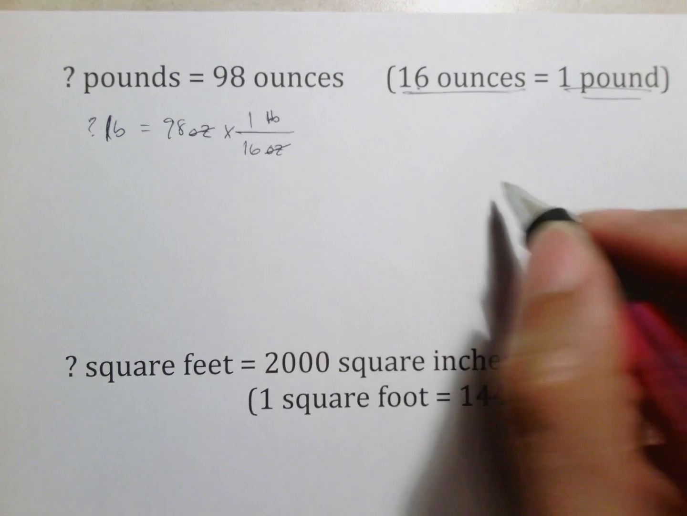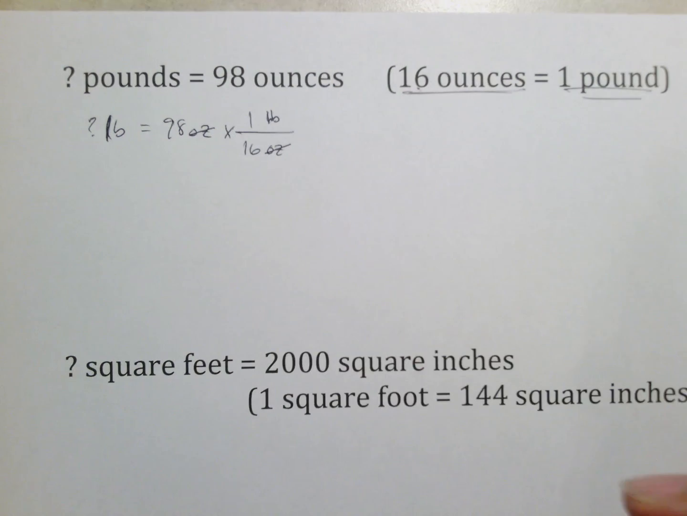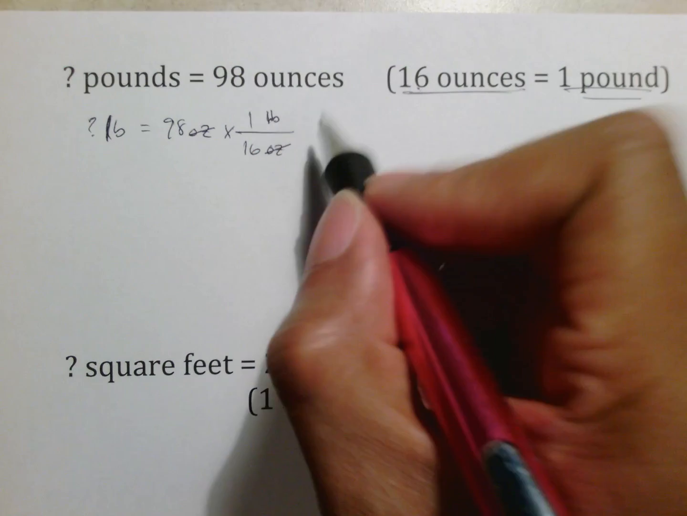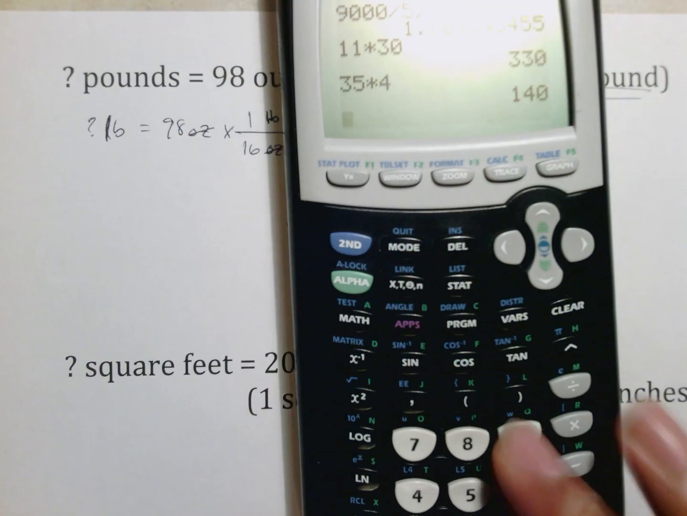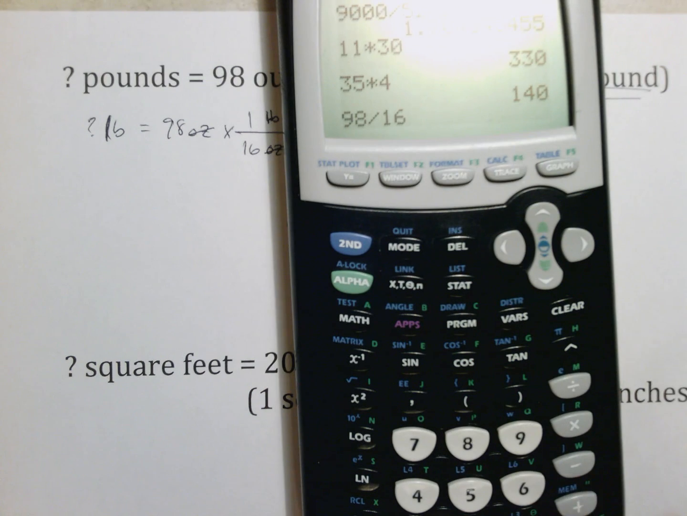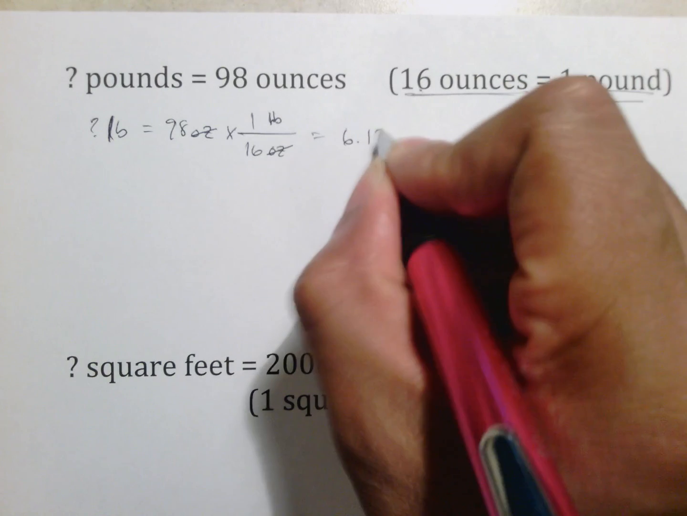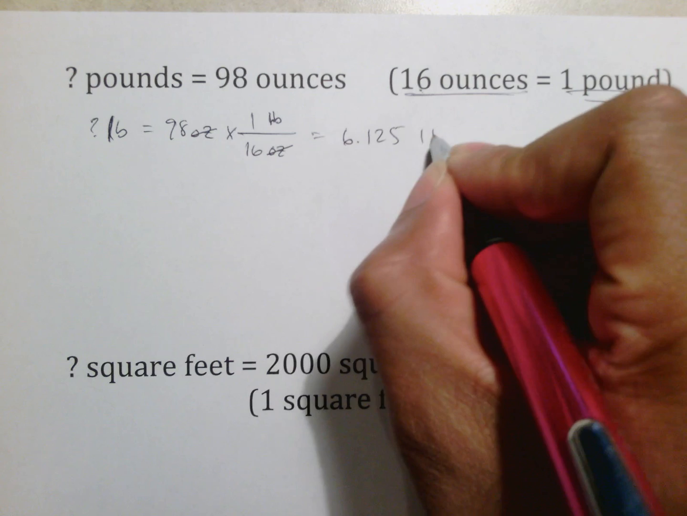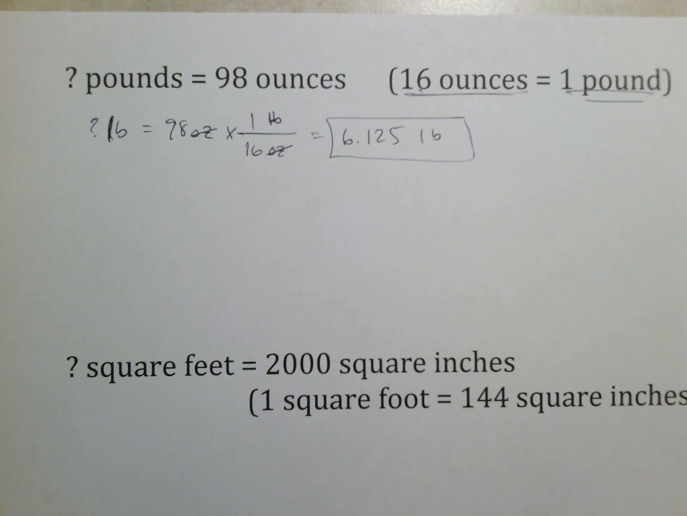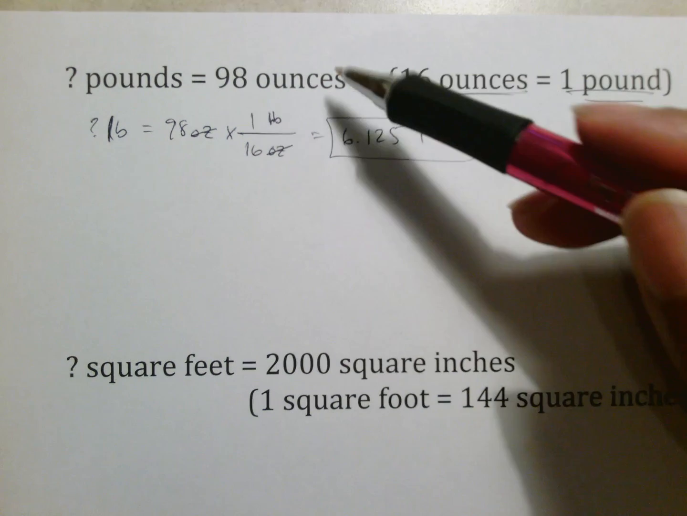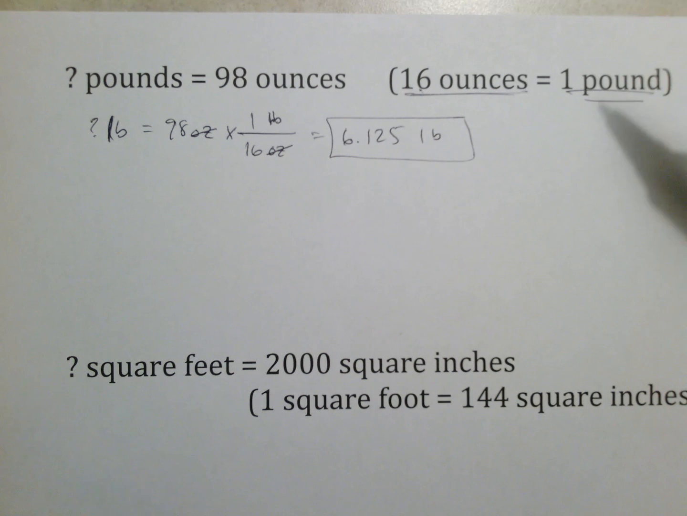Ounces cancel with ounces because you have a regular ounce and an ounce on the bottom. And because 16 is on the bottom, we will divide 98 divided by 16 to get the answer of 6.125, which because it stops, I'll just put that down. 6.125 pounds. So something that weighs 98 ounces is about 6 pounds.